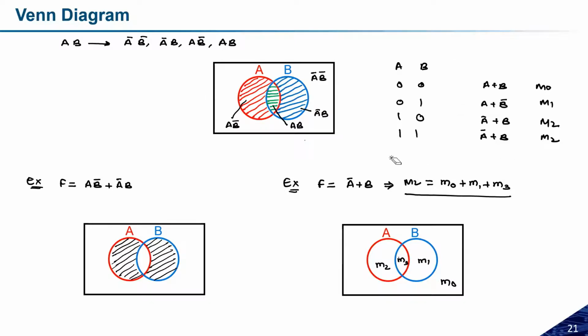Anyone has any doubt, please let me know. In this second example, this is how we can represent the Venn diagram. So you can do it for any other examples as well, right?